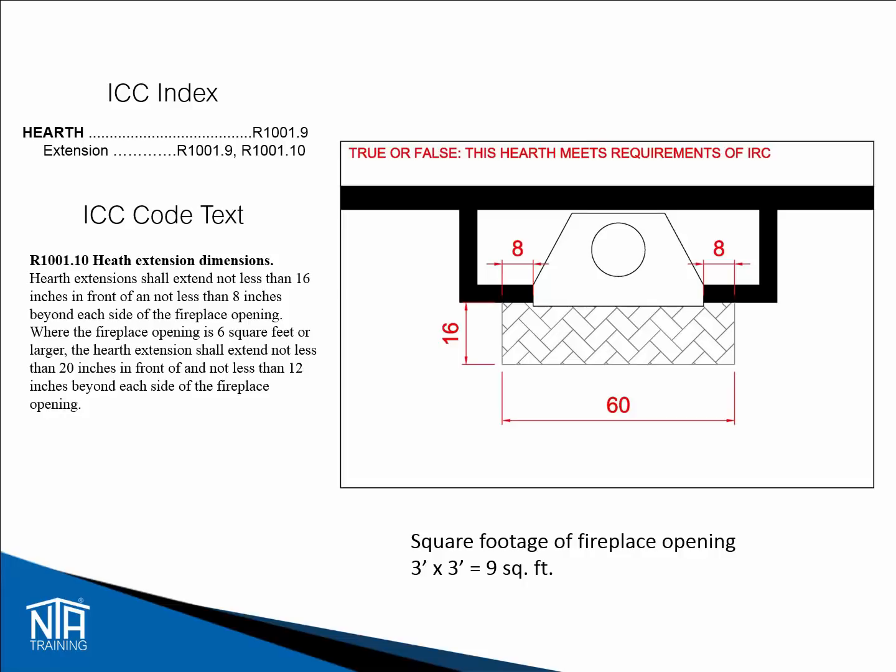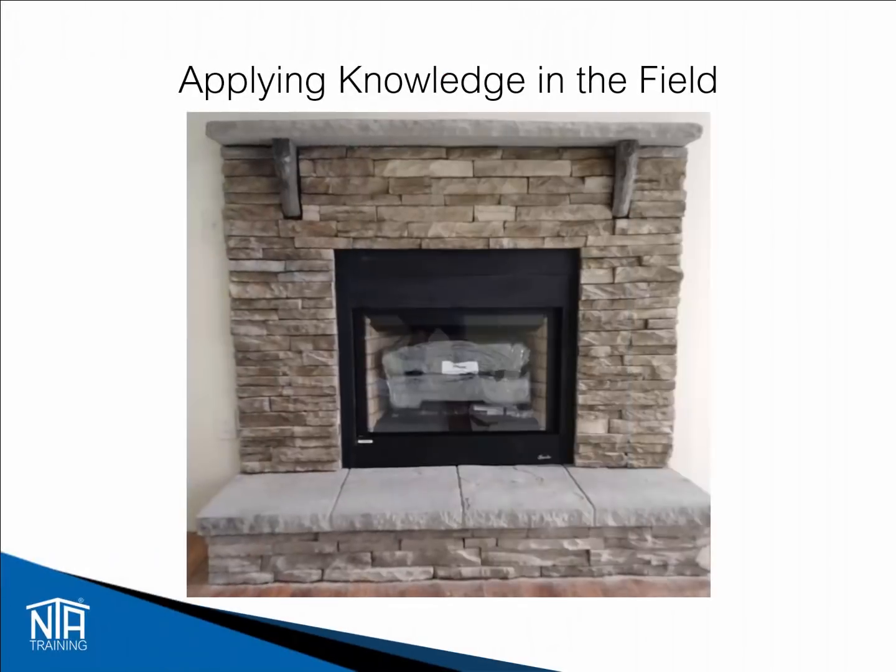If the fireplace opening is greater than 6 square feet, the hearth extension must be at least 20 inches in front of and 12 inches to the side of the fireplace opening. Start by determining the square footage of the fireplace opening to see if it is over 6 square feet. You have 3 feet in width and 3 feet in height, which is 9 square feet. This exceeds the 6 square feet mentioned in R1001.10. This means the dimensions for the hearth are required to be 20 inches in front and 12 inches beyond the sides. Based on this information, the answer to this question is false. This picture shows a hearth which would meet the code requirement of R1001.10 of the IRC.